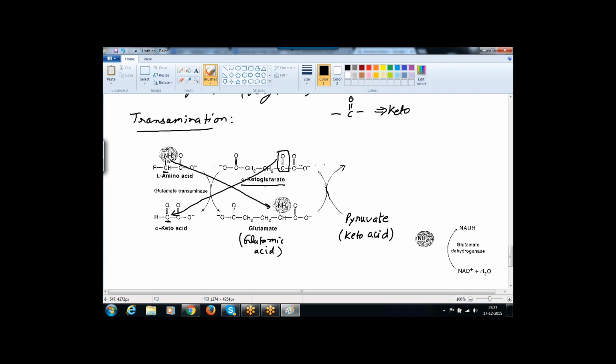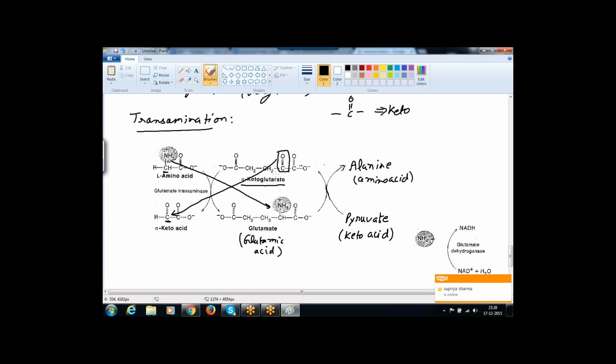The glutamate will give its amino group to the pyruvate and convert it into alanine, which is an amino acid. And itself, it will regain the keto from pyruvate and become alpha ketoglutarate. So another transamination has happened. Pyruvate gave its keto, so keto came here, and glutamate gave its amino, so amino came here. Pyruvate becomes an amino acid, whose name is alanine, and glutamate becomes alpha ketoglutarate again.